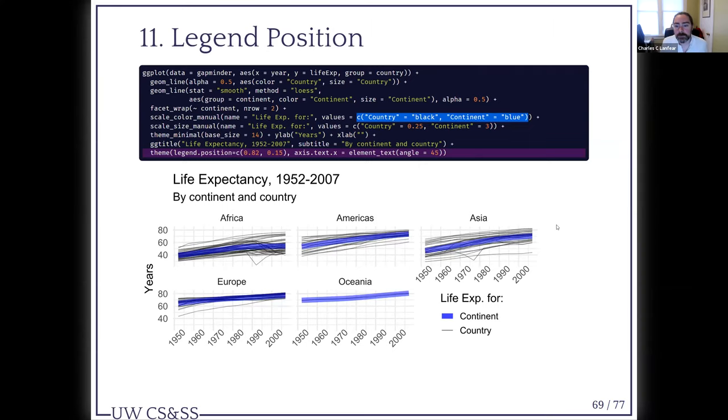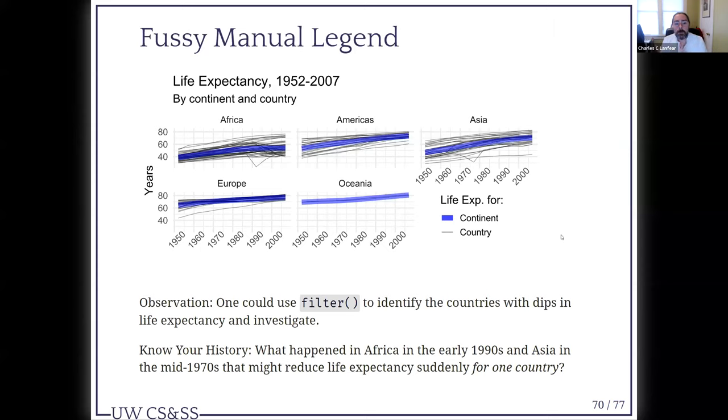Okay. What we got here is our fussy manual legend plot we just generated. You might look at a plot like this and immediately become curious about some values in here. For instance, you might want to know your history. If you're a demographer or somebody, you probably know these things. You might ask yourself, what happened in Africa in the early 1990s and Asia in the 70s that might result in massive drops in life expectancy? Does anybody know? That's one of them. What's the other one?